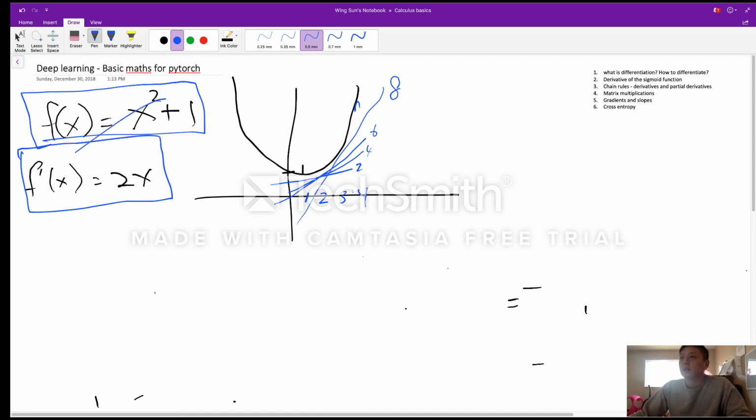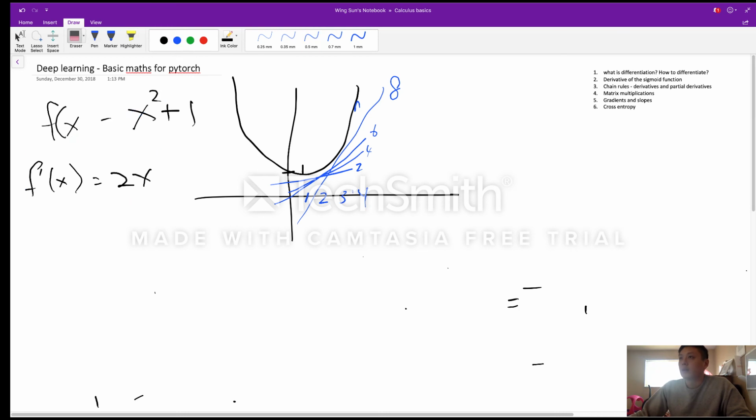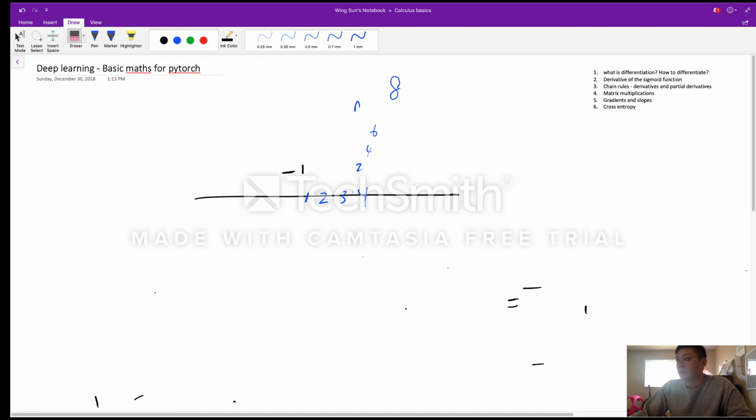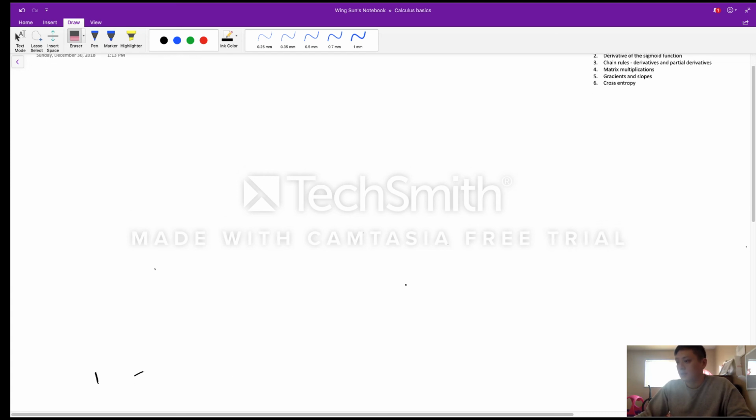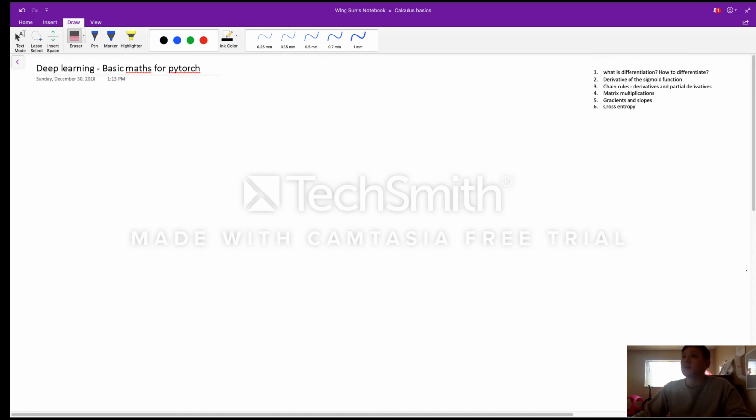Very simple. Now, there's one more topic that I want to cover, which is the cross entropy. Actually, before I go into cross entropy, I wanted to explain to you what exactly is entropy. So entropy, I believe, first came from physics, more precisely from thermodynamics.